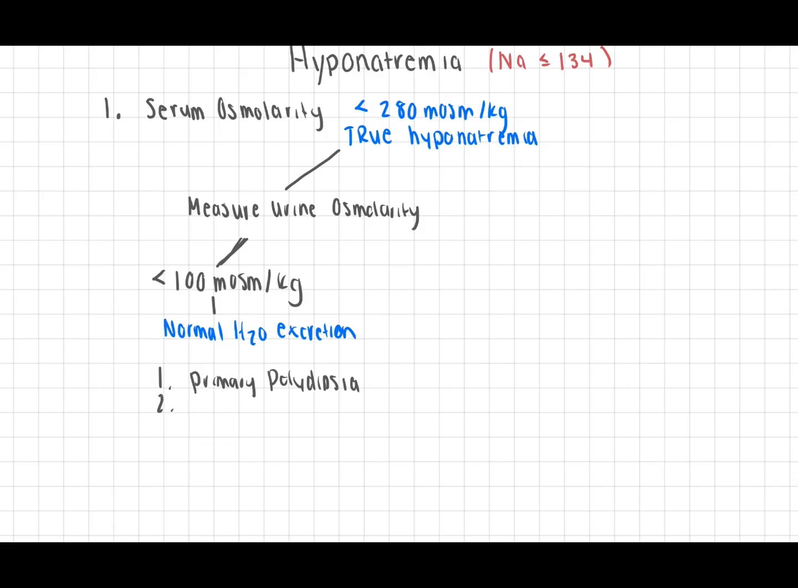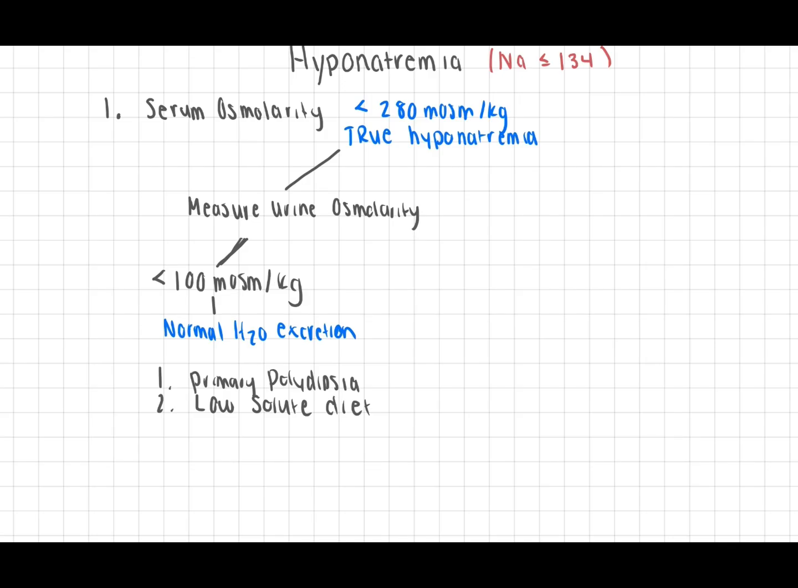The second time this occurs is if somebody has a very low solute diet, so sometimes we refer to this as tea and toast syndrome, or if somebody's an alcoholic and they're only really drinking beer all day that doesn't have a lot of solute in it, we may call it beer potomania. But basically what happens is we're drinking too much water and we don't have enough solute in our diet, and we need a minimum amount of solute to get rid of waste.